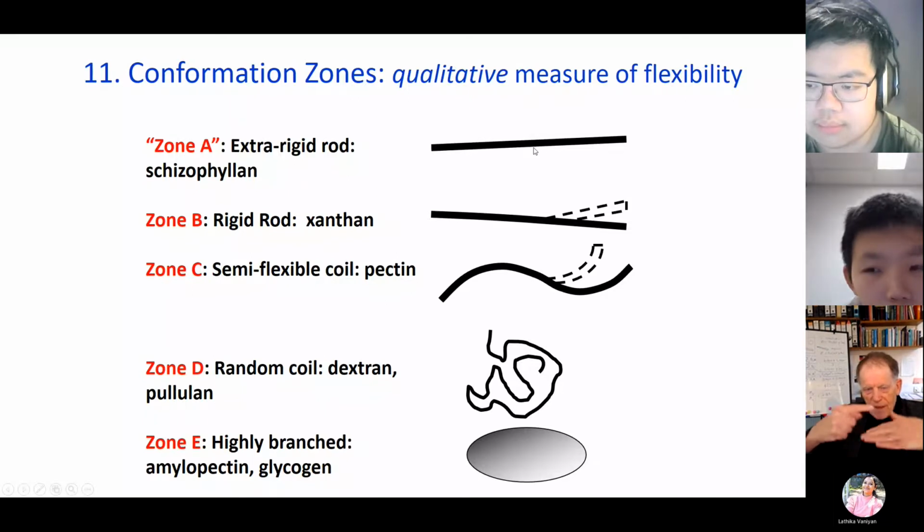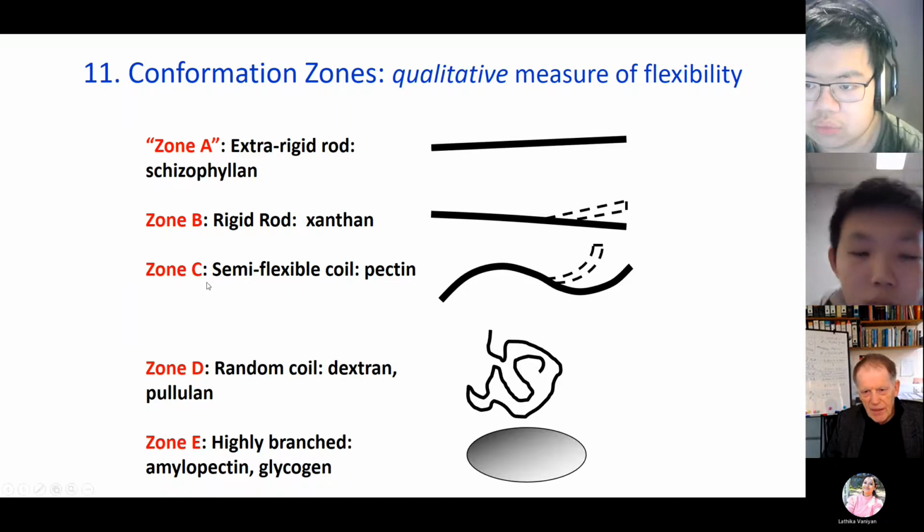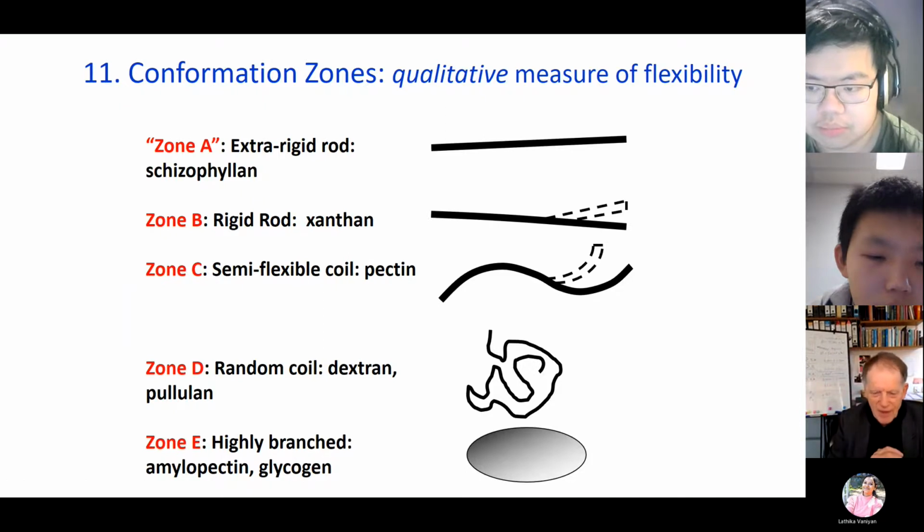It's got basically 3 helices intertwined to give it the strength. Xanthan has apparently got 2 helices. That's why it's also a rigid type of molecule, but with some flexibility. And then you have this linear semi-flexible pectin. And zone D is a very random coil, very floppy types of molecules. And dextrans and pullulans, these microbial class of polysaccharides, have this very high flexibility.